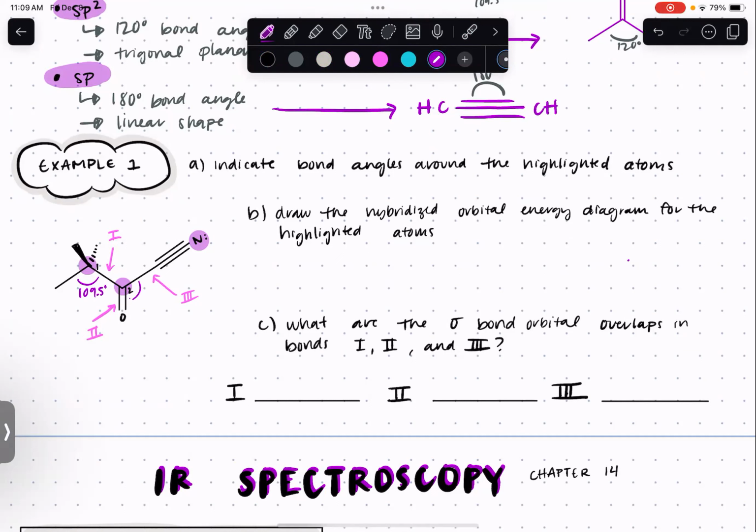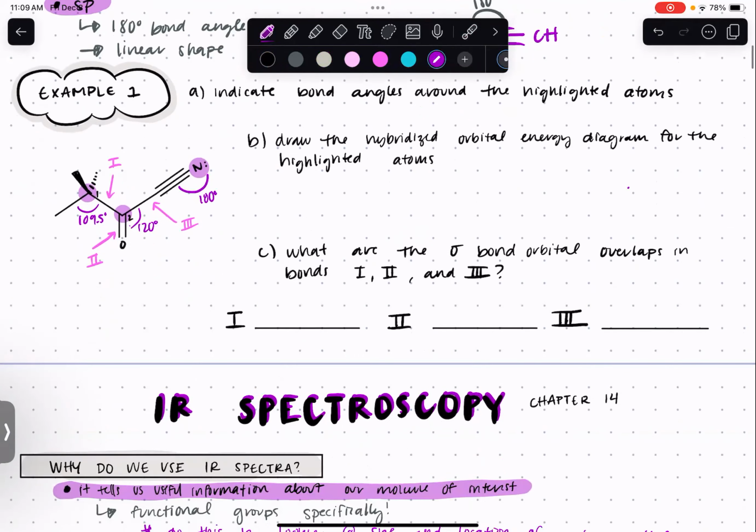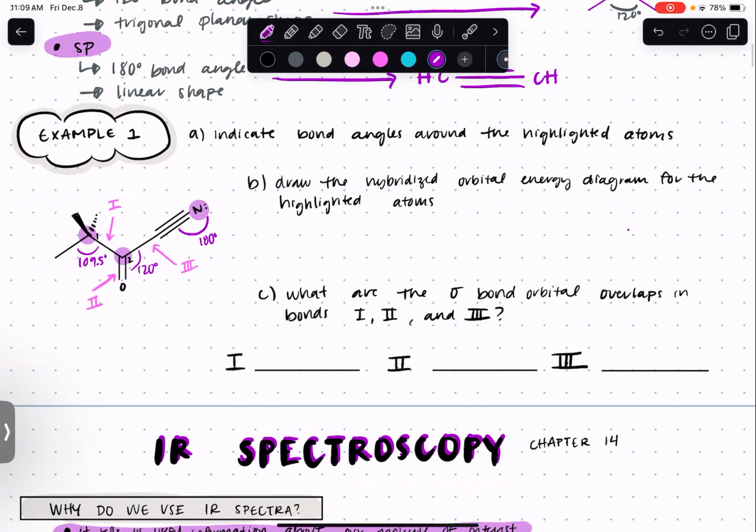Yep, 120. And then around this third one, what would our bond angle be? Yeah, 180. So those are just the 3 different bond angles you need to know and the 3 different shapes that you need to know as well. And then it's to draw hybridized orbital energy diagrams for our highlighted atoms.